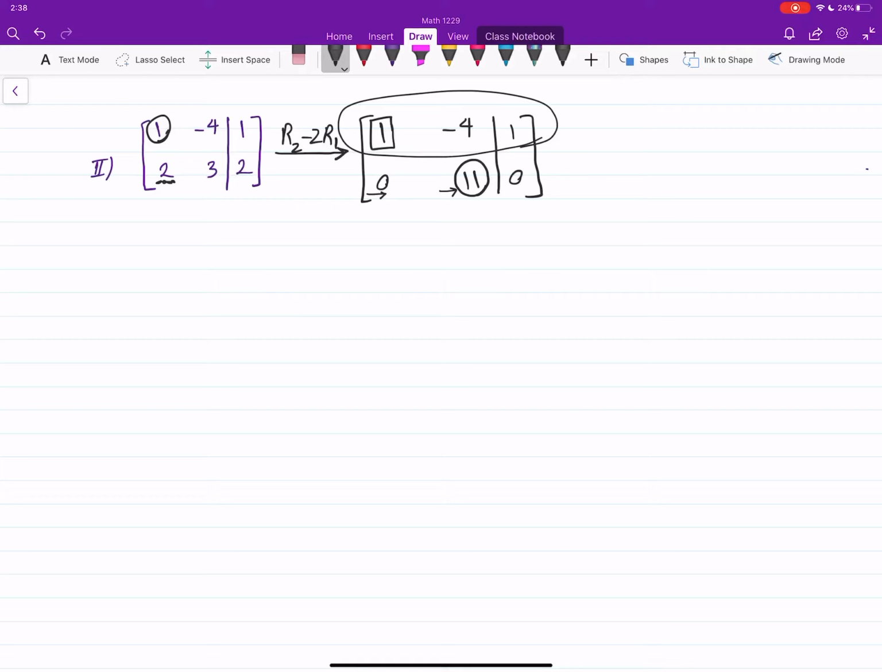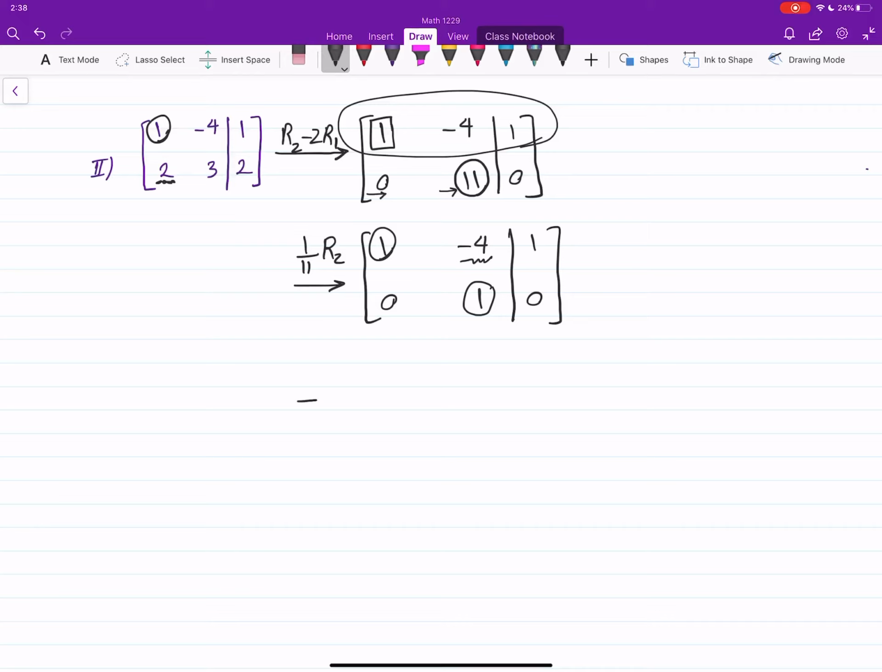Turn it to 1. I can turn it to 1 by multiplying the whole row by its inverse. So it will be 1, negative 4, 1, and the whole 0, 1, 0. Now, this is our leading 1 in the right place. Reduce the column using the 1. So we have to make this 0.